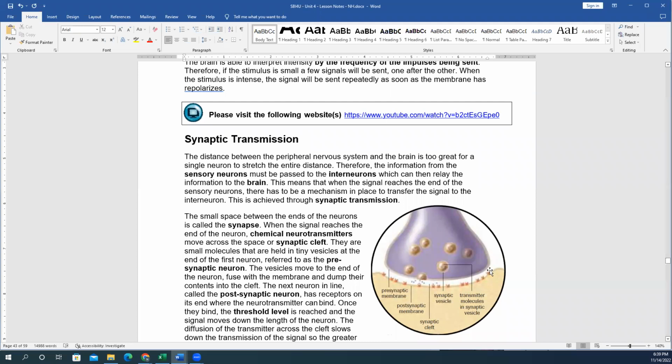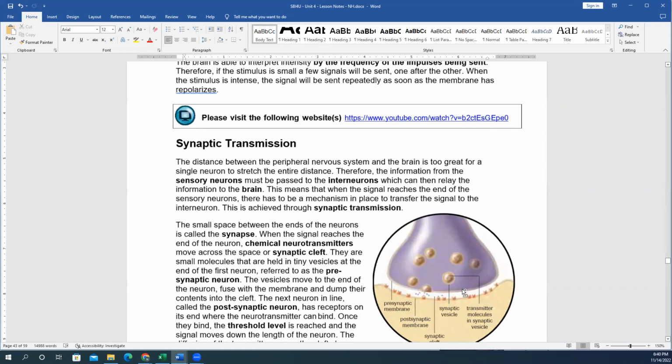These small molecules are held in very, very tiny vesicles at the end of the first neuron. This is called the presynaptic neuron because it exists just before the synapse, so they're the presynaptic vesicles. These vesicles move to the end of the neuron and fuse with the membrane at the end where the synaptic cleft is.